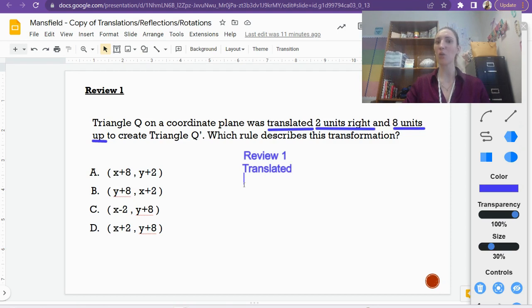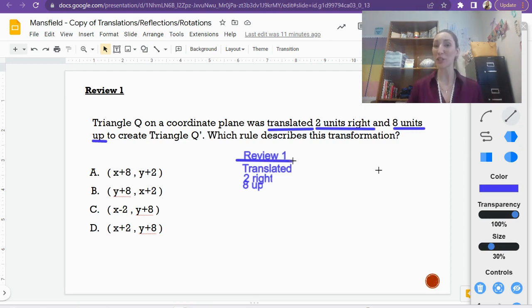And then how was it translated? 2 to the right, and then 8 up. You see what I mean? This is what your paper should look like, something like that. Of course, if you want to make the title stand out, underline it or write it a little bigger, however you want to organize it, but make it organized, please.